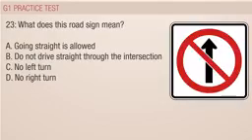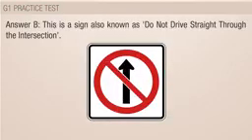Question 23. What does this road sign mean? A. Going straight is allowed. B. Do not drive straight through the intersection. C. No left turn. D. No right turn. Answer B. This is a sign also known as do not drive straight through the intersection.